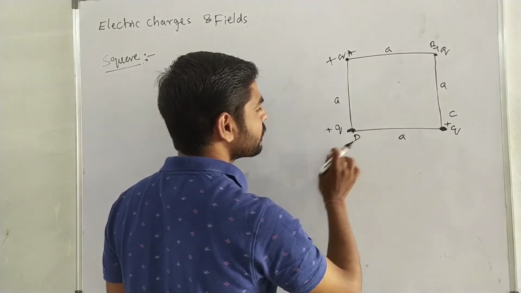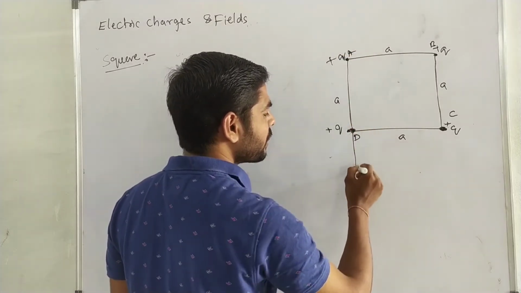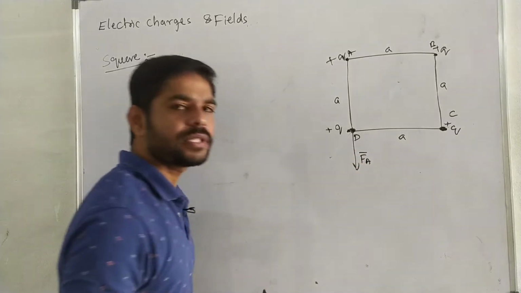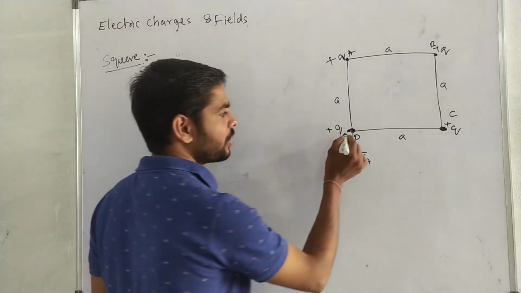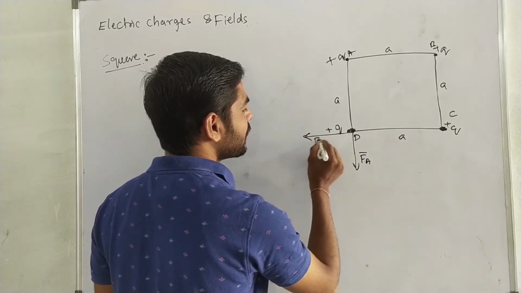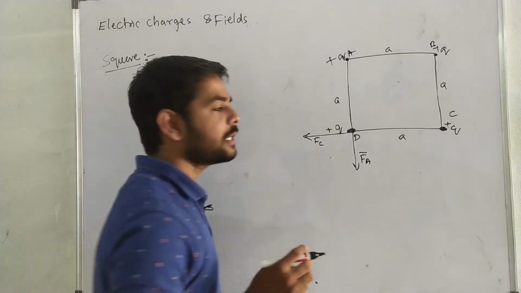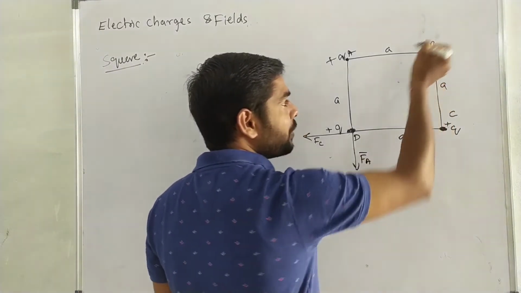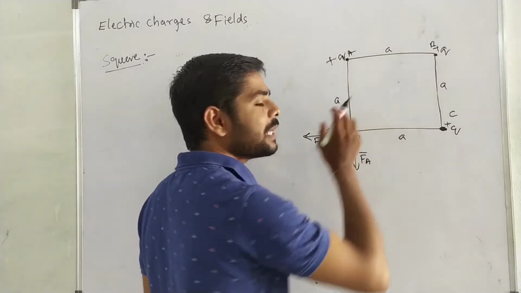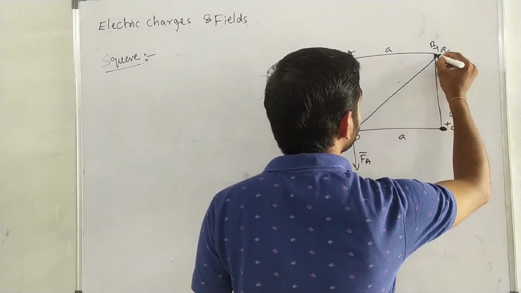I am going to take the plus q charge at point A. On the particular point D, the force of attraction or repulsion is Fa. This is 100% a repulsive force, away from the charge. Similarly, due to the charge at C, one more repulsive force is created, that is Fc. And one more thing is created: due to the charge at point B also, a repulsive force is created, because both are plus plus, and we have to calculate that as well.